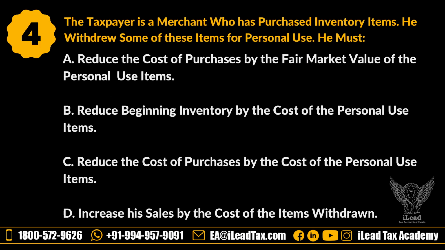The taxpayer is a merchant who has purchased inventory items. He withdrew some of these items for personal use. He must A. Reduce the cost of purchases by the FMV of the personal use item. B. Reduce beginning inventory by the cost of the personal use item. C. Reduce the cost of purchases by the cost of the personal use item. D. Increase sales by the cost of the items withdrawn. Let's see the answer.